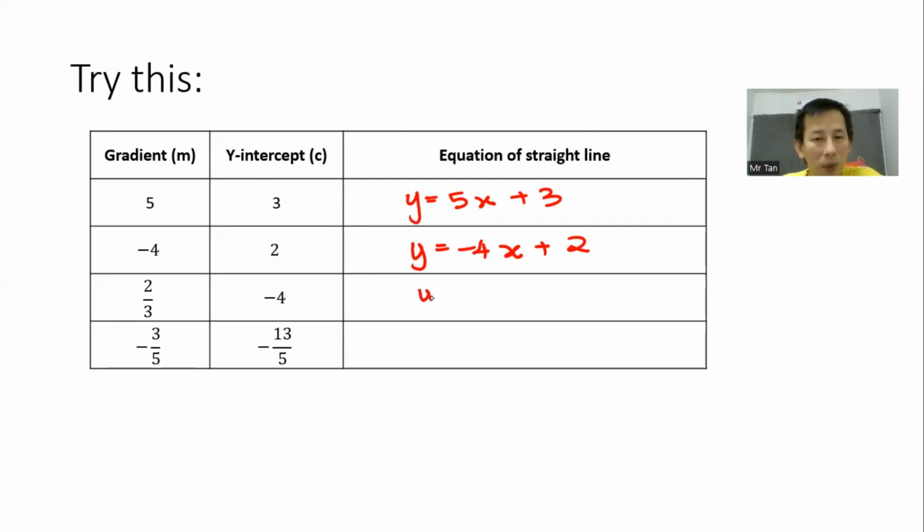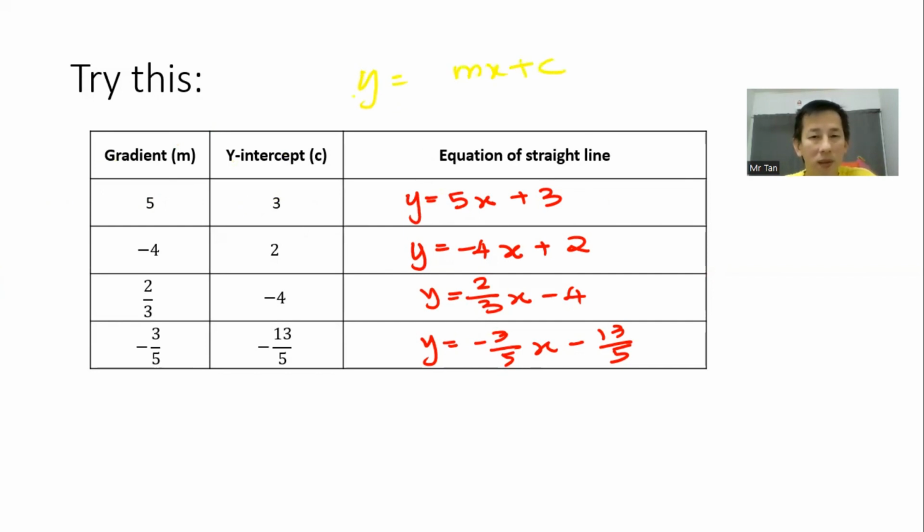So your equation should be y = 2/3 x - 4. And the last one, your equation should be y = -3/5 x - 13/5. So once you get the gradient and the y-intercept, just substitute accordingly into y = mx + c, and you should be able to find the equation of the line.